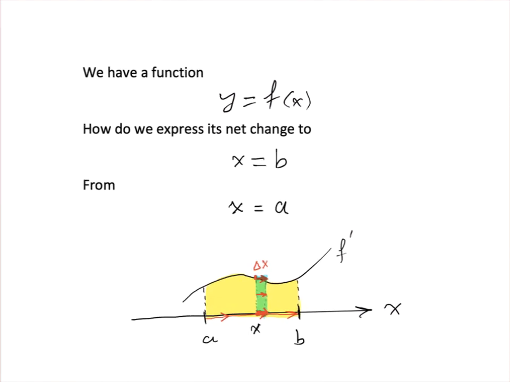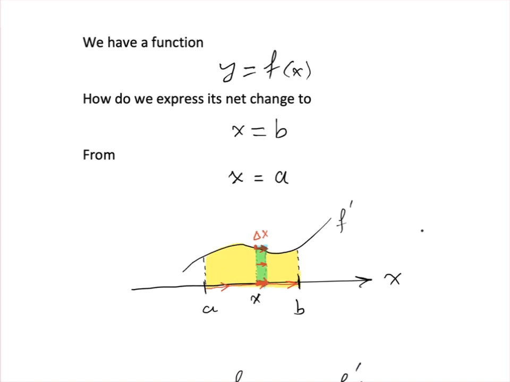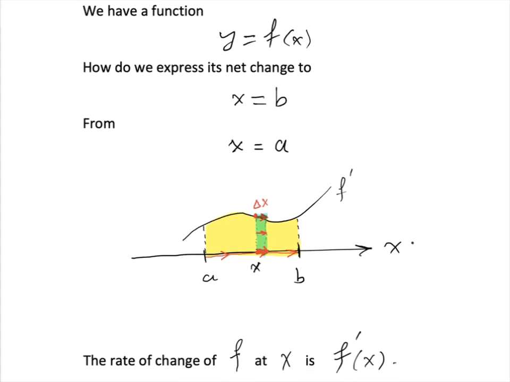Let's say we have a function y equals f of x. The question is, how do we express its net change from x equal to a to x equal to b? So we can picture it on the x-axis from a to b. And here we have the rate of change, f prime. And that means the change in f over the change in x is f prime.